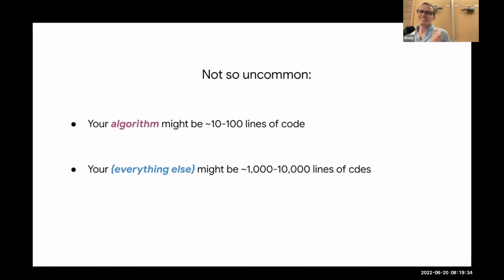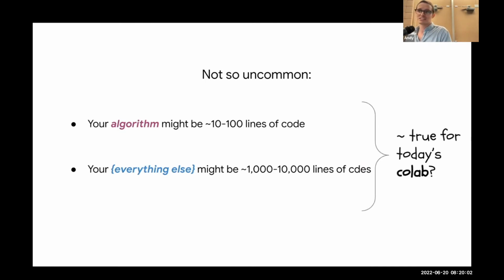So I think this is actually pretty common, not so uncommon, that you might end up in this situation. A little bit more motivation here: your algorithm might end up being 10 to 100 lines of code, maybe in that range. It's fine if your algorithm is more, but it's legitimately a thing I see often where people's algorithm is tiny. But then your everything else could be orders of magnitude more, 10,000 lines of code, whatever it is.